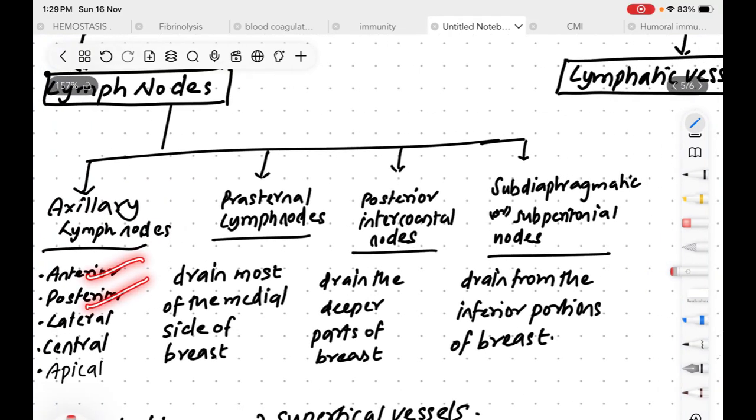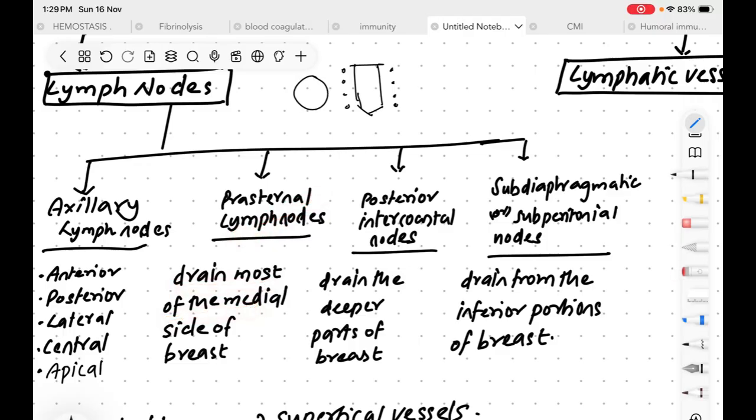Anterior, posterior, lateral, central, and apical. So these are the axillary lymph nodes. And parasternal lymph nodes. What do you mean by parasternal lymph nodes? Think of this as the sternum. The lymph nodes present on either side of the sternum are known as the parasternal lymph nodes, and they drain the most medial side of the breast.